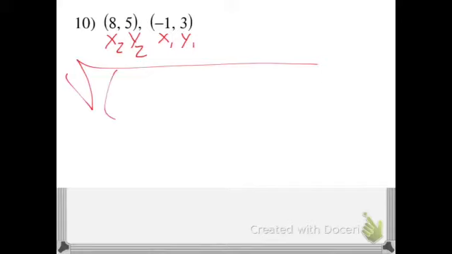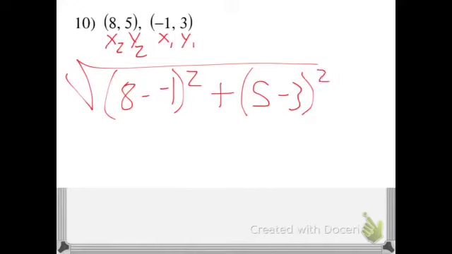On 10, again, it seems like the pattern on this is just the first one is the x2, y2, because the 8 is bigger than -1, and so -1, 3 is your x1, y1. Use your equation of square root of x2 minus x1 squared, so 8 minus -1 squared, plus 5 minus 3 squared, that's y2 minus y1 squared. 8 minus -1 is 9, square that, you're going to get 81. 5 minus 3 is 2, square that, you're going to get 4.